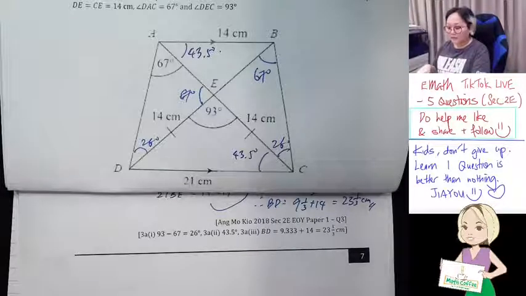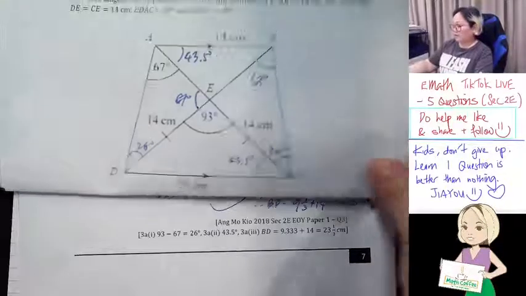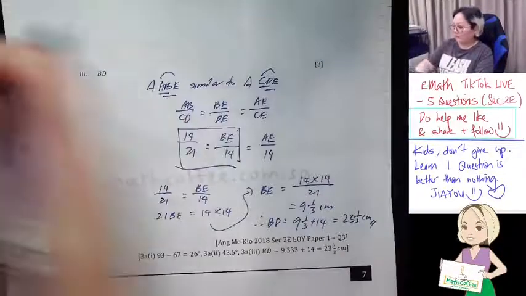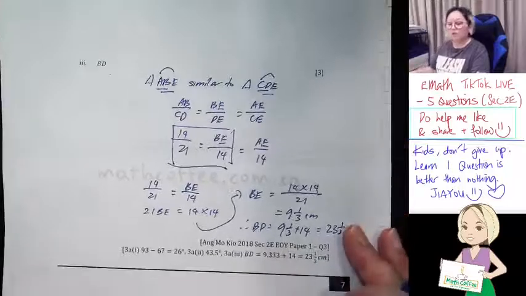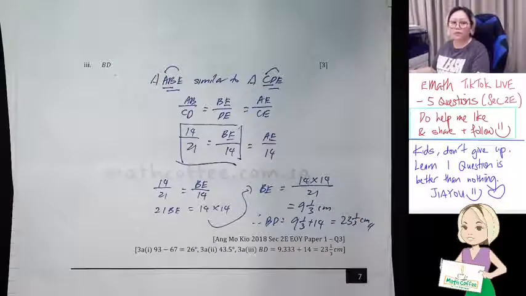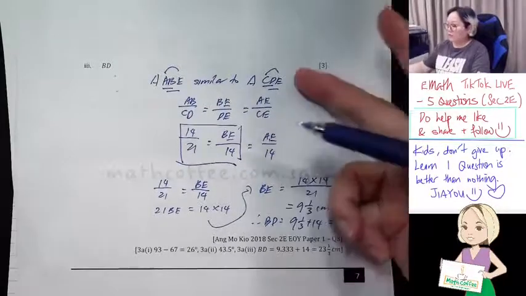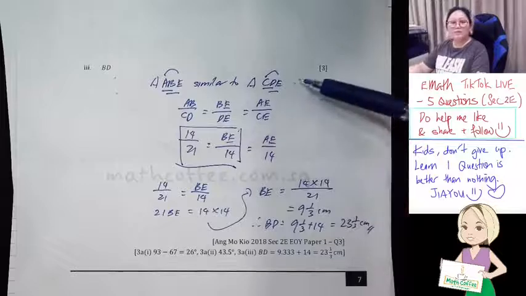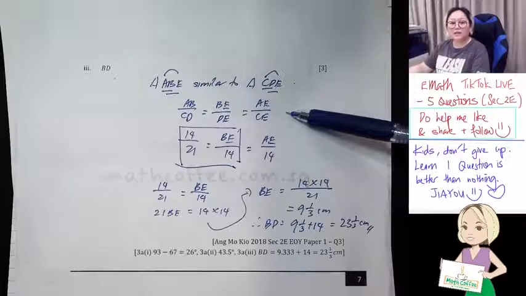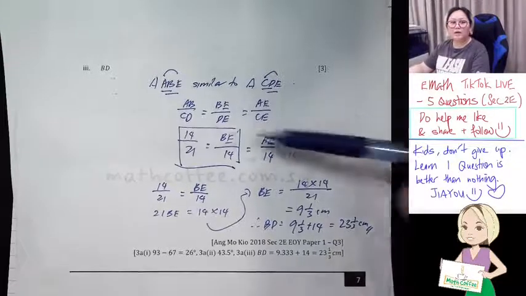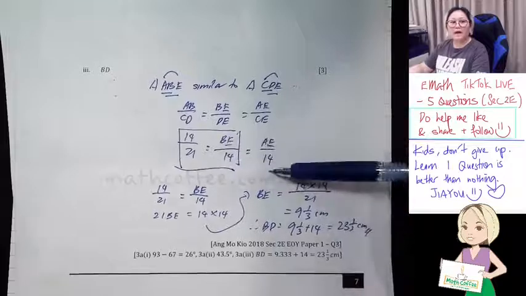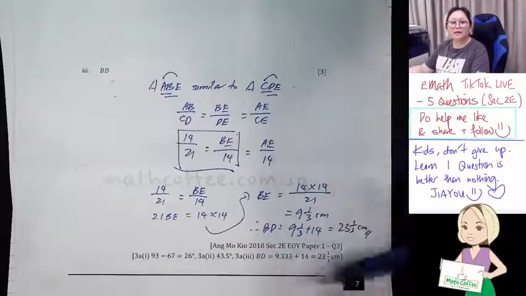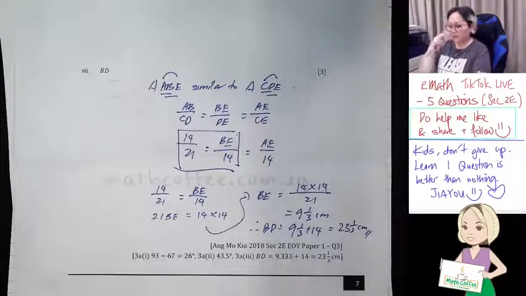Is there any fast method? Where got fast method? There's no fast method. There's no shortcut to everything. Math just needs to be done step by step. You just need to write out the similarity statement, write out the three-step fraction, put in whatever lengths you have, and after that you solve it.